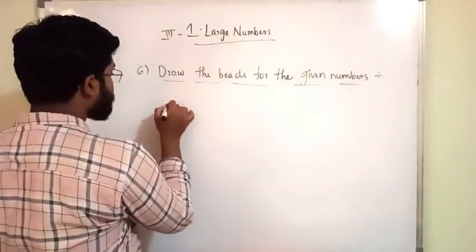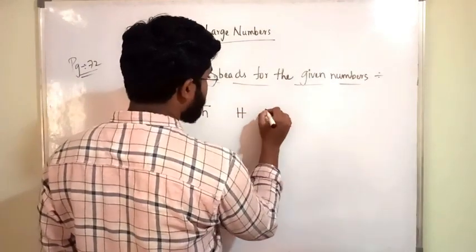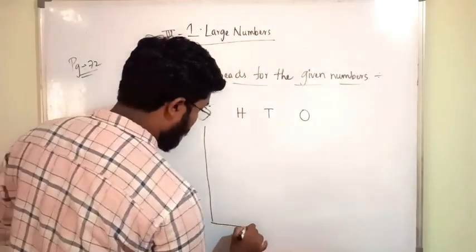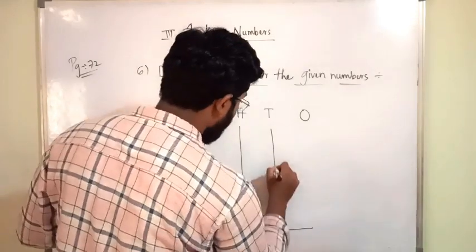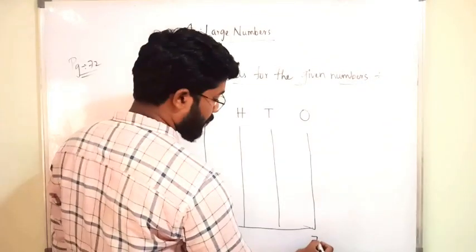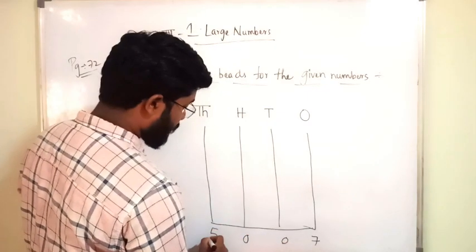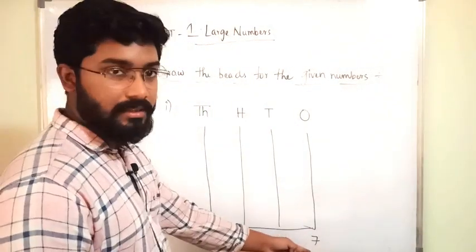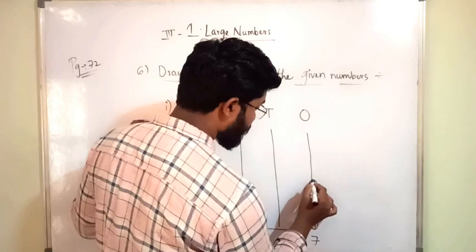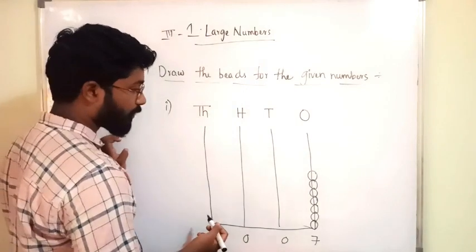Last one for this bit is I. Thousands, hundreds, tens, ones. So rods we have to draw: 1, 2, 3, 4. 4 rods. Clear? The number is 5, 0, 0, 7. Under ones rod you are having 7, so you should draw 7 beads. 1, 2, 3, 4, 5, 6, 7. Under tens rod you are having 0. Under hundreds rod you are having 0. Under thousands rod you are having 5.